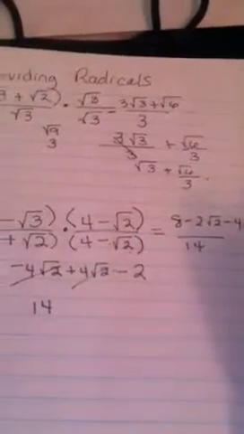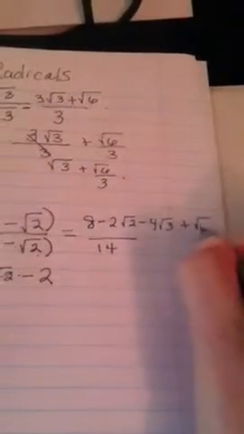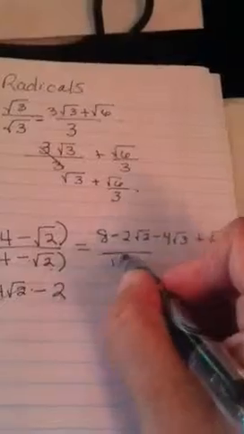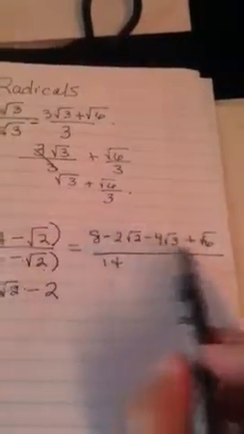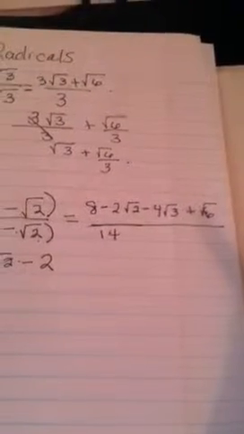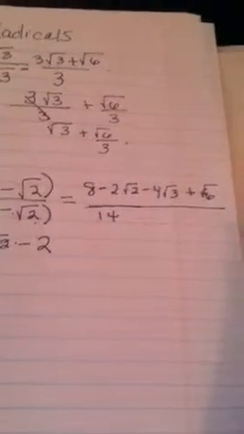And when I do my last, because they have the same index, it's going to be square root of 3 times square root of 2, so square root of 6. Sorry, that's a little messy. There's no simplifying that I can do of my radicals. There's no addition or subtraction that I can use to combine, so that's it. That's my final answer.